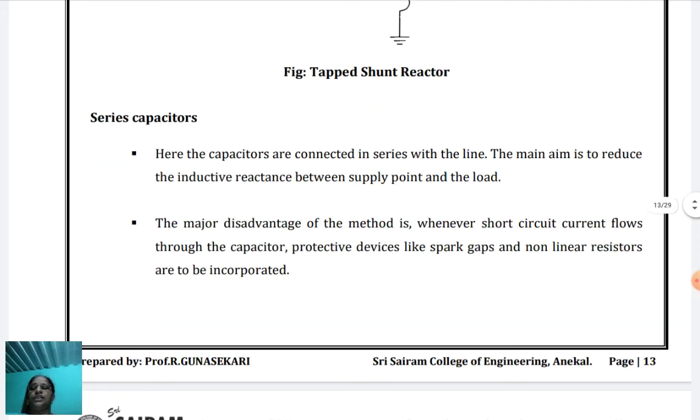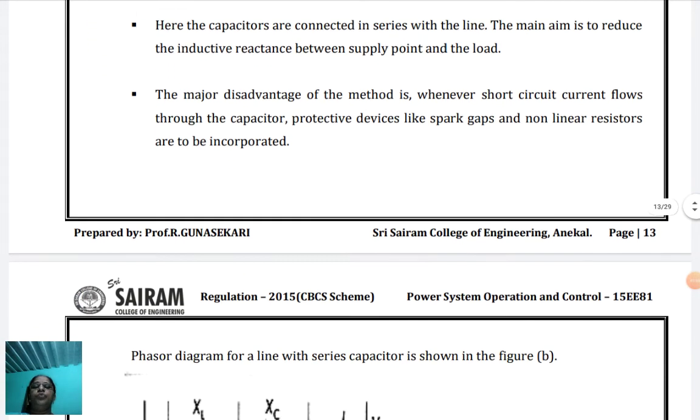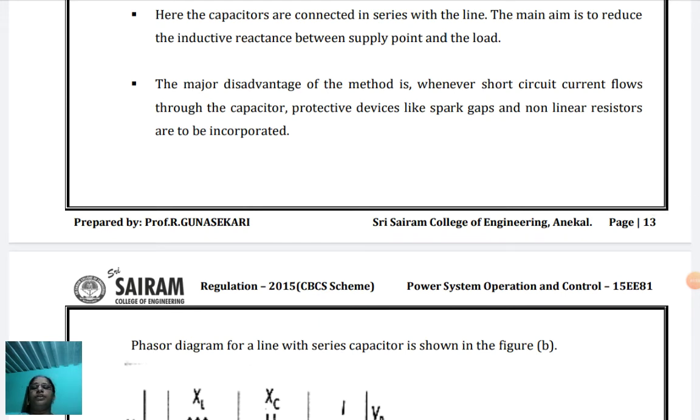Then series capacitor. Series capacitor also is used to inject reactive power in the power system. In this case, the capacitors are connected in series with the line only. The main aim of connecting series capacitors in series with the line is to reduce the inductive reactance between the supply point and load. The major disadvantage of this method is that short circuit current flows through the capacitor. Protective devices like spark gap and non-linear resistors are to be incorporated. These are the disadvantages of series capacitors.